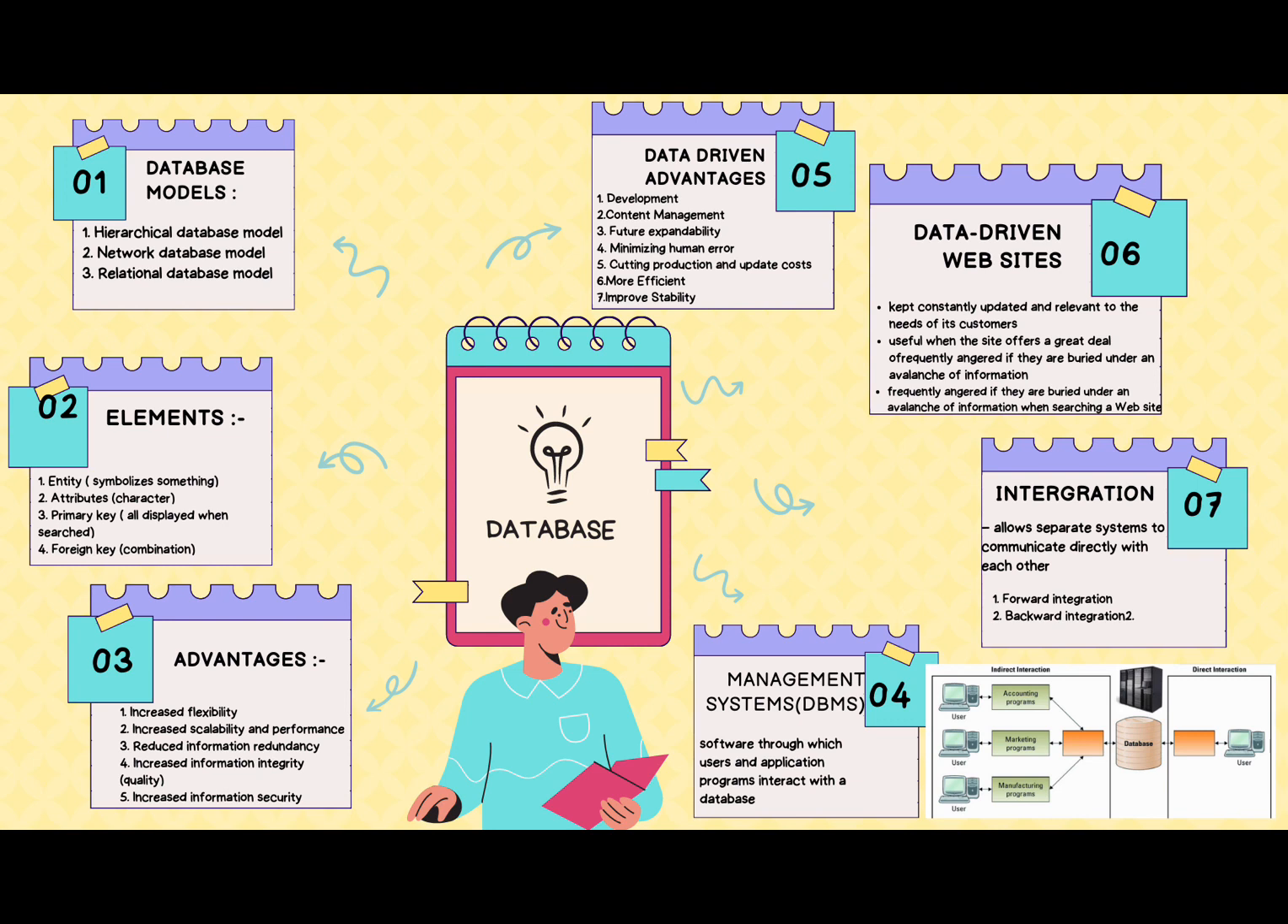And fourth, foreign key: a combination of a primary key of one table that appears as an attribute in another table and acts to provide a logical relationship between the two tables. Number three is advantages of a database from a business perspective.